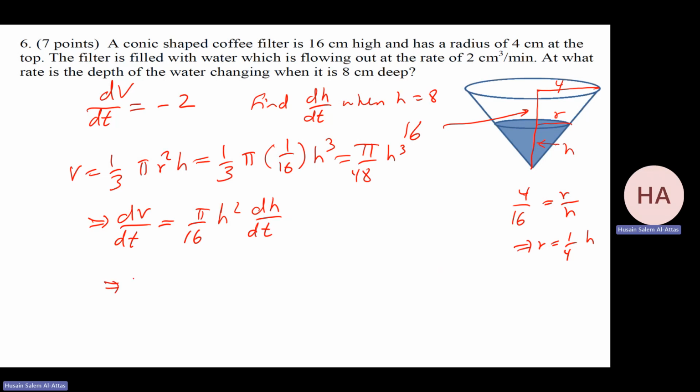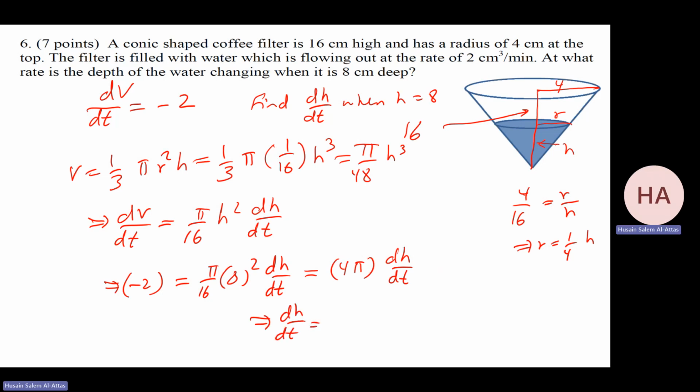So that implies minus 2 equals pi over 16 times 8 squared dH by dt, which is 64 over 16. That is what? 4 pi dH by dt. So dH by dt will be minus 1 over 2 pi.